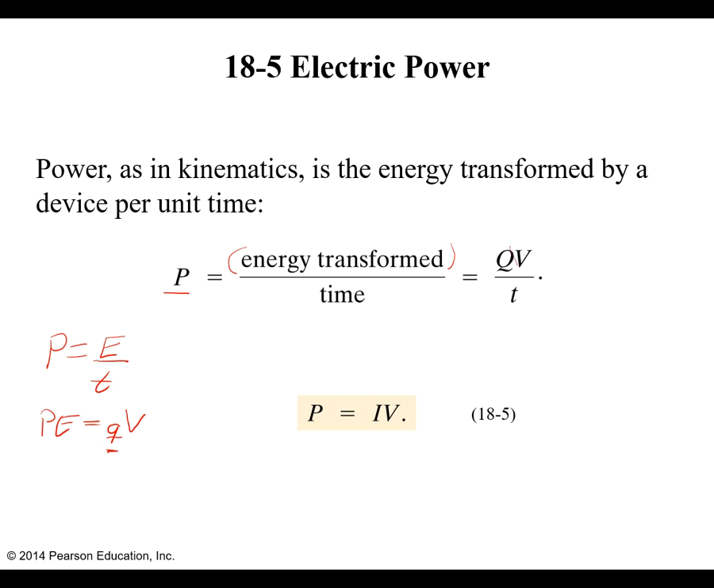But look at this here. We can separate this to look like Q over t times V. Well, Q over t, what's that the definition of? That is electrical current. And so now we have a new equation for electrical power. Electrical power is the current times the voltage of a circuit.